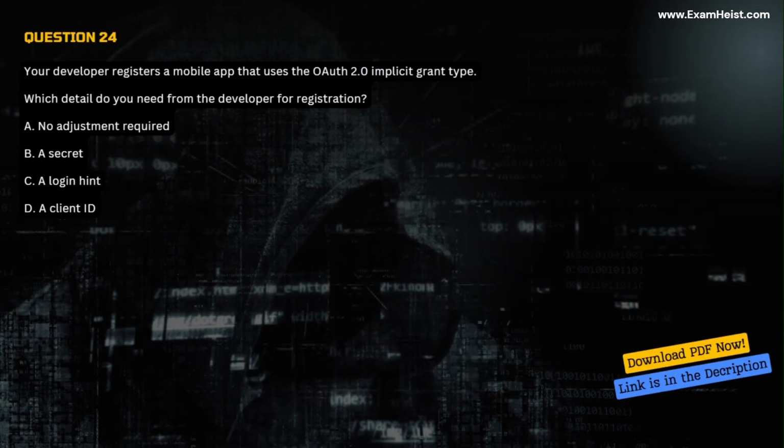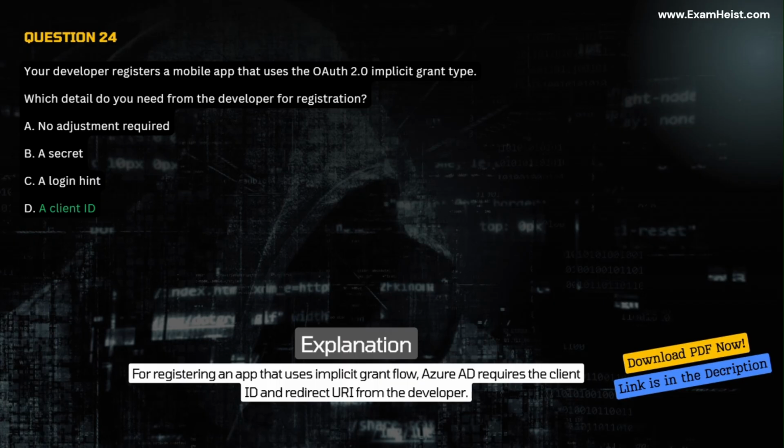Question 24. Your developer registers a mobile app that uses the OAuth 2.0 implicit grant type. Which detail do you need from the developer for registration? A. No adjustment required. B. A secret. C. A login hint. D. A client ID. Correct answer, D. A client ID. Explanation. For registering an app that uses implicit grant flow, Azure AD requires the client ID and redirect URI from the developer.